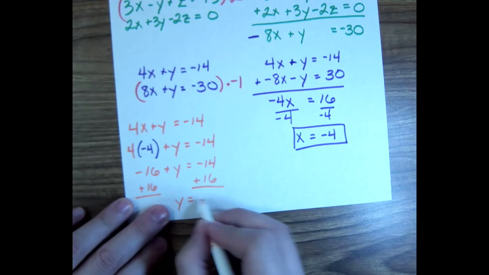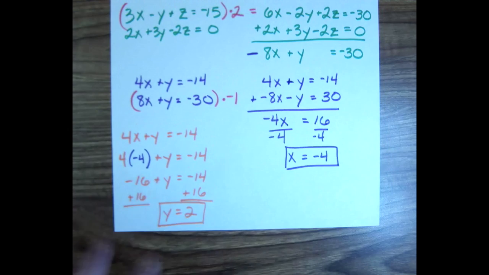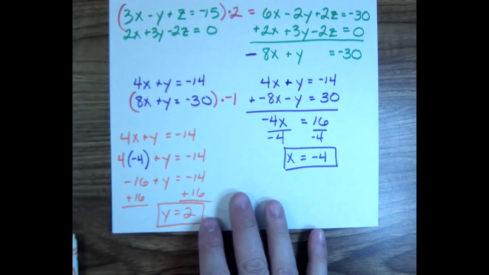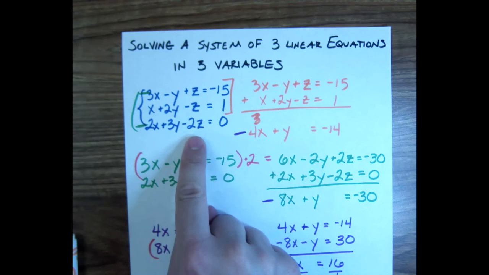Y equals 2. Man, that one was much easier. Now I'm 2/3 of the way done. What's the letter that I'm missing now? I need to find out what the value of variable z is. Okay, so I need an equation that has x, y, and z in it. I got 3 to pick from. My 3 originals all had x, y, z.